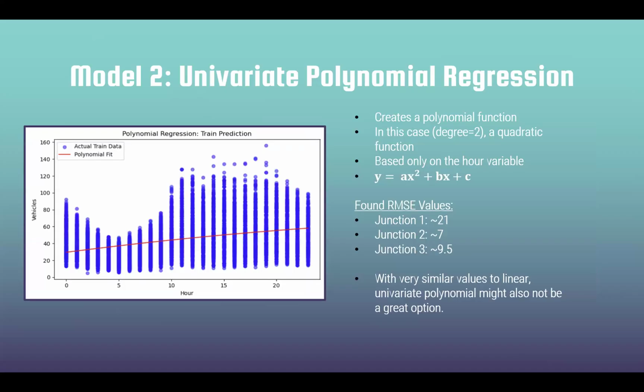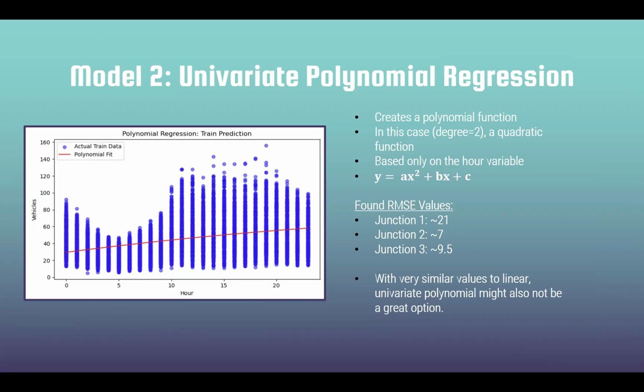Then for our second model, we went with a univariate polynomial regression system. By univariate, that means that we are just using the hour as the only independent variable to create the function. And we're using a second degree polynomial function, also known as a quadratic function, using the form ax squared plus bx plus c. You can look at the picture here and notice that there is a slight curve in the line, and that's where the quadratic equation is coming into play. But because, once again, this is a more complicated data set, it still doesn't curve too much.